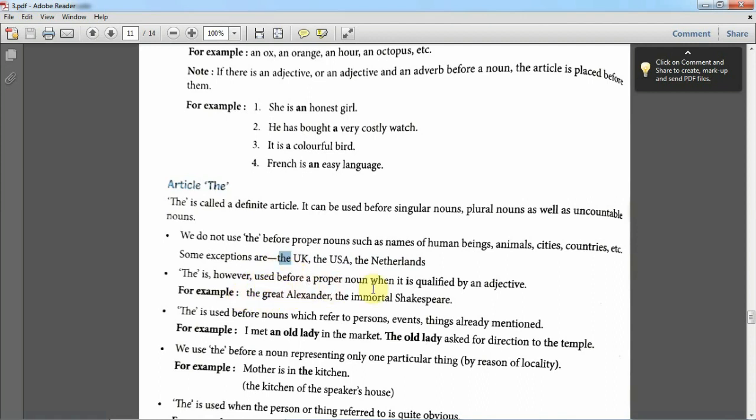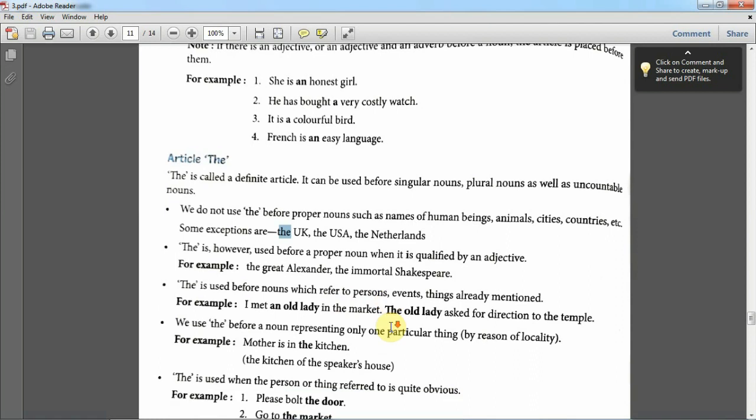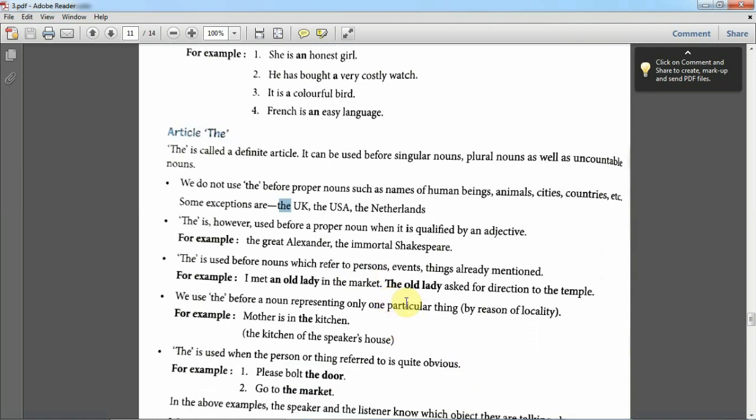The is however used with a proper noun when it is qualified by an adjective: the great Alexander, the immortal Shakespeare. So here we can use the. The is used before a noun which refers to a person. If we have to refer to some person or some event, then we can use the. I met an old lady in the market. The old lady asked for directions to the temple. Okay, so here we can use the.